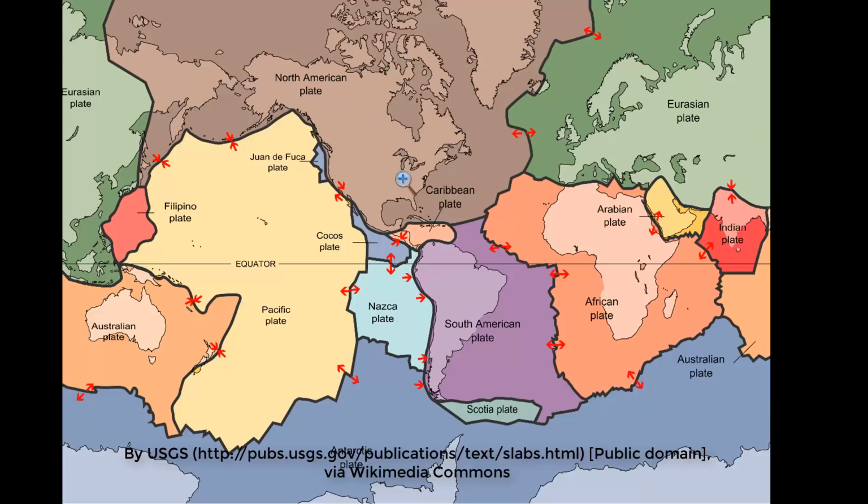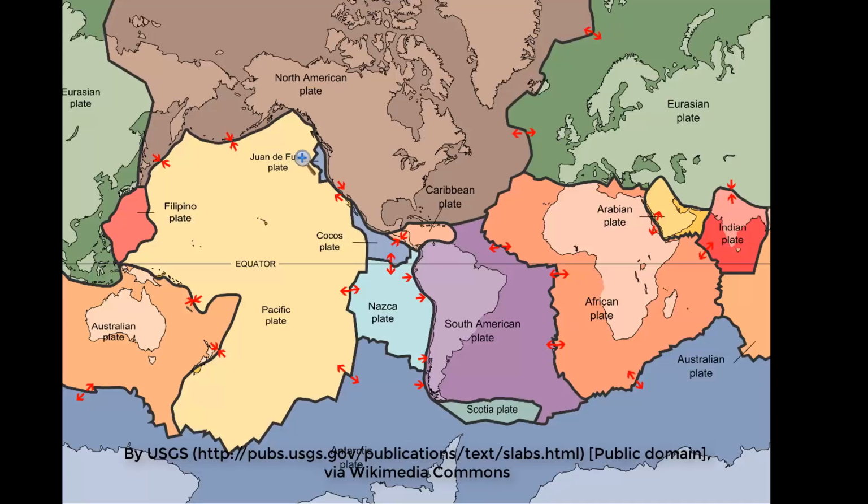These are the tectonic plates. So this is the North American plate, this is the Pacific plate, and the Australian plate, for example. Where the plates join together or are in contact with each other, we call those the plate boundaries.